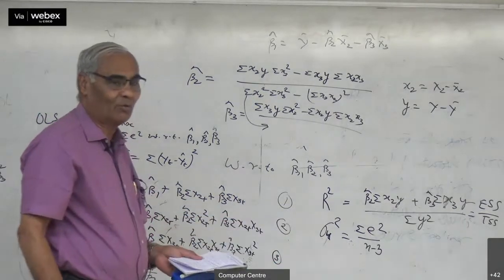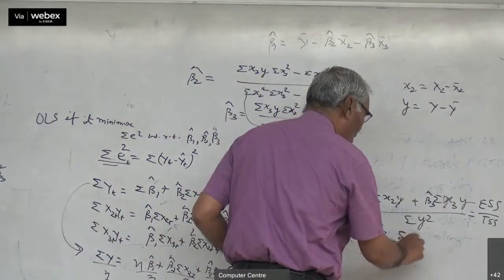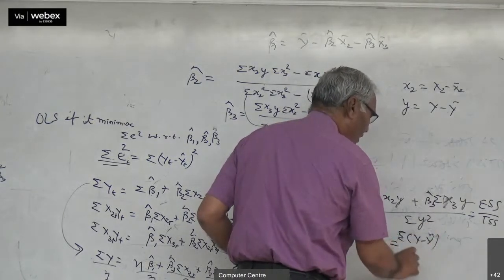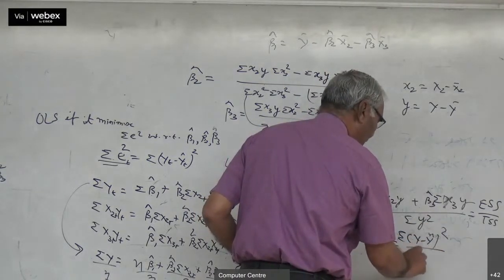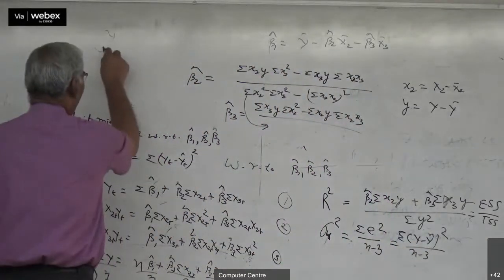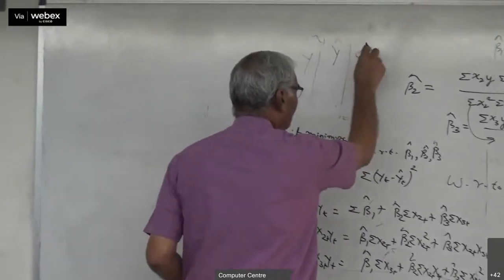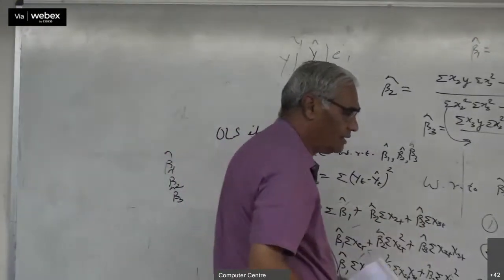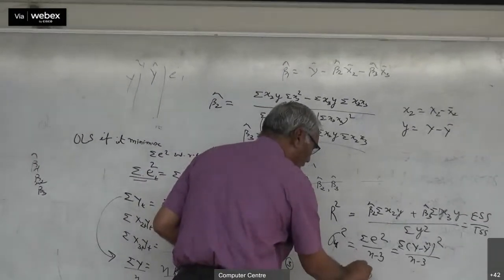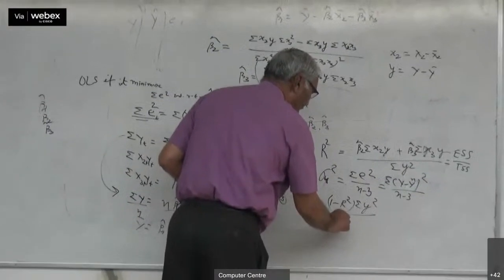Now, summation e square. What is the meaning of summation e square? Summation y minus y cap, whole square, divided by n minus 3. So one way is to estimate the value of y, get the difference from the actual value of y, square it and total. Another very simple way is 1 minus R square multiplied by summation y square divided by n minus 3.